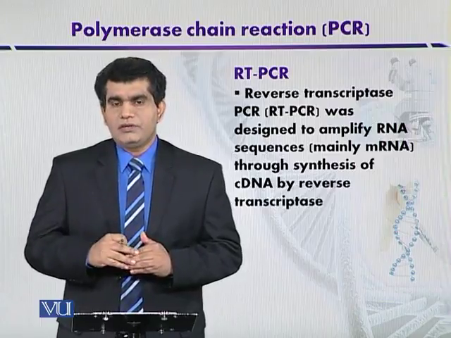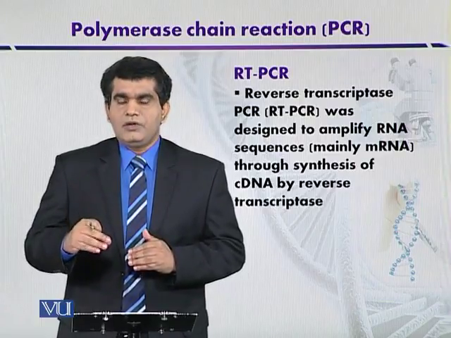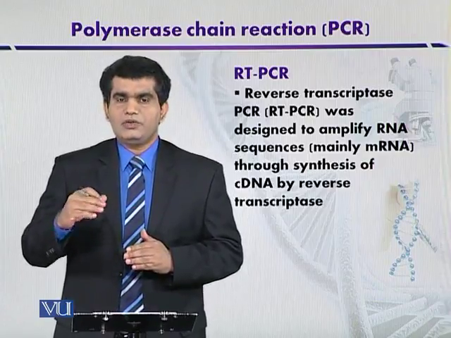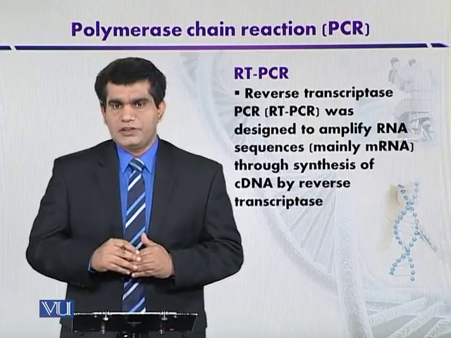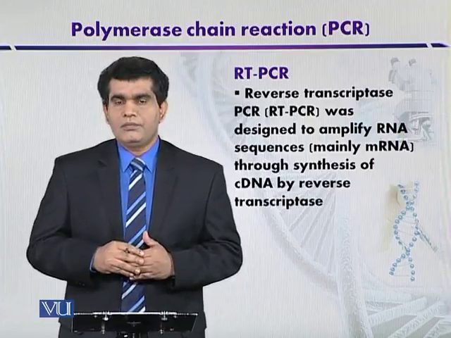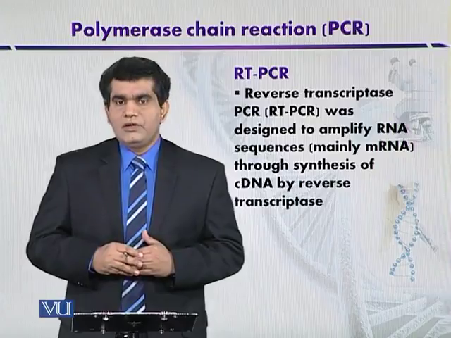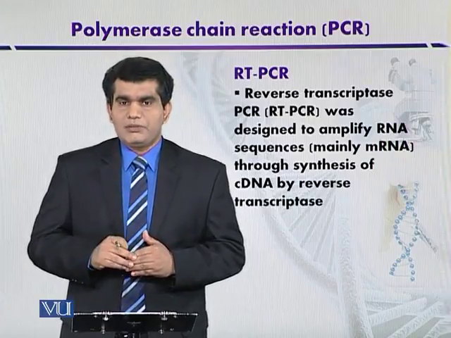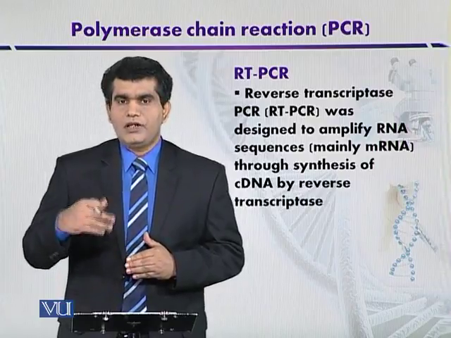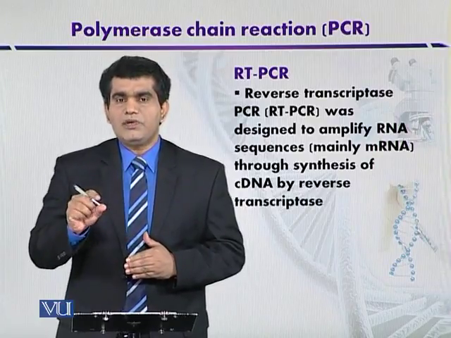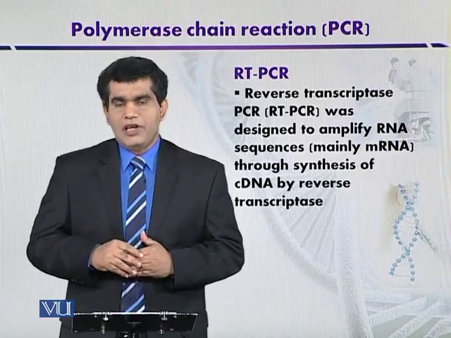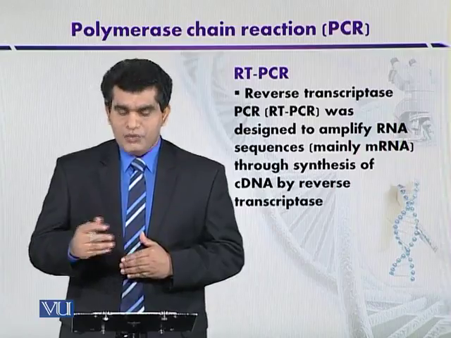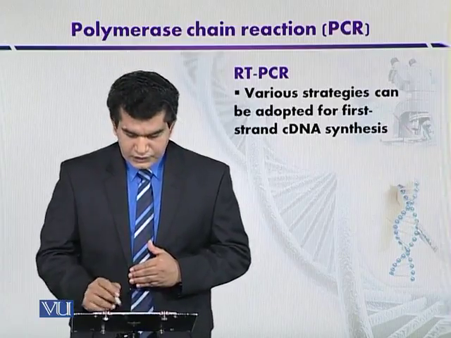So one of the methods is that we can use the random priming method, that is, we can use primers that can randomly bind with the target sequence of the messenger RNA. Another method is that we can use a short stretch of thymine residues as a primer. And the third method is that a sequence specific primer can be used for this purpose. So what may be the strategy? We are going to discuss it in the next slide.